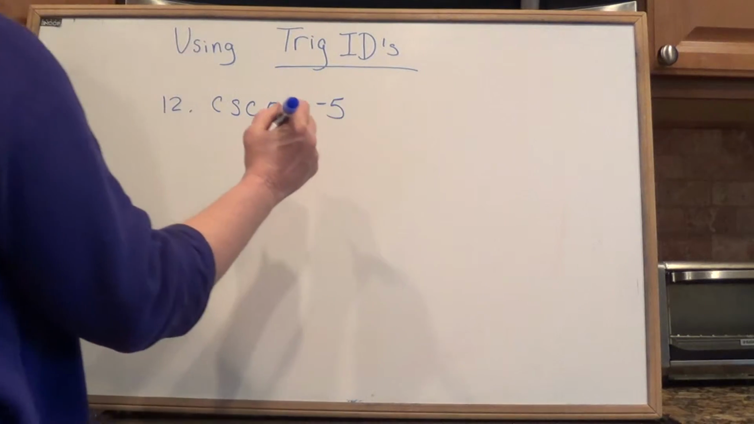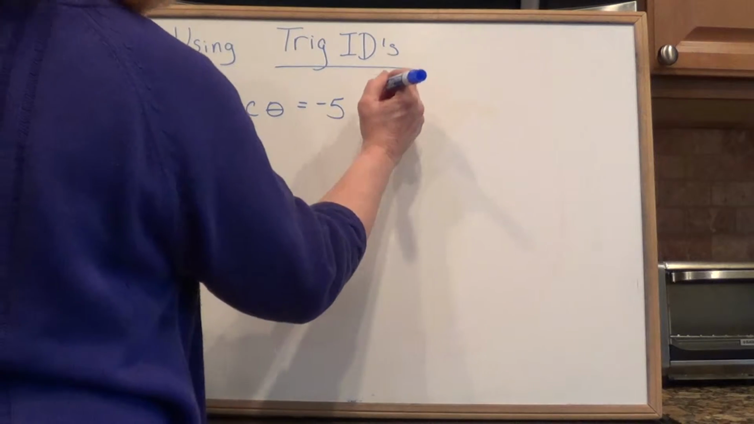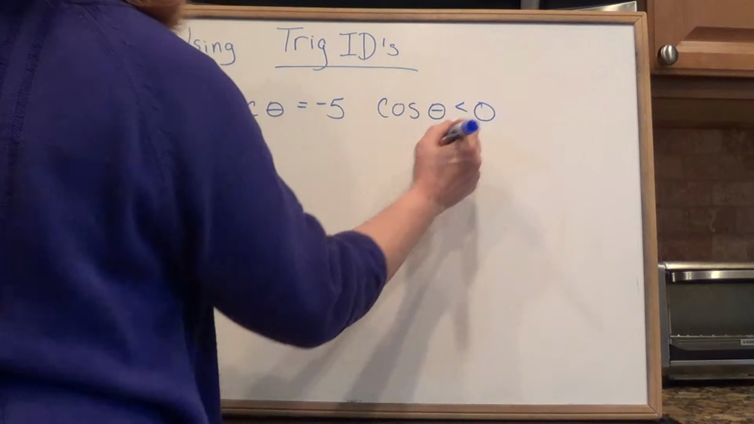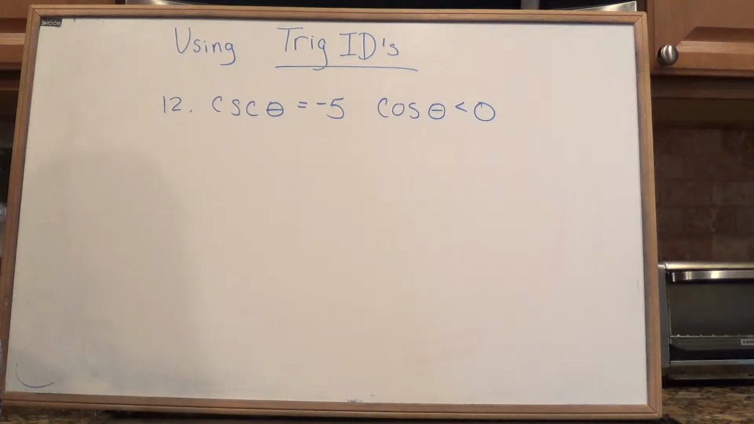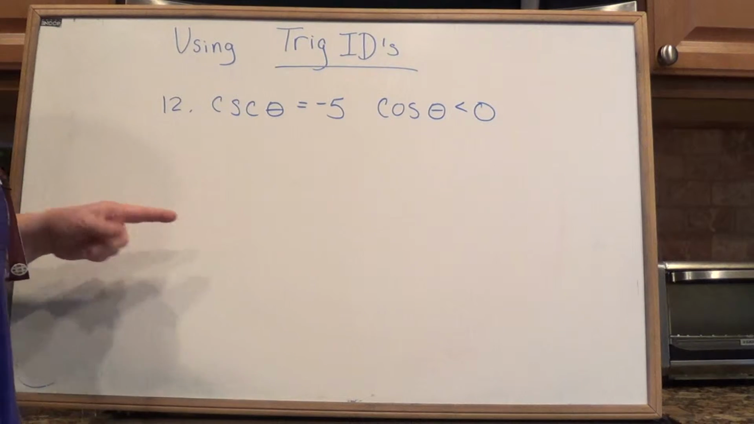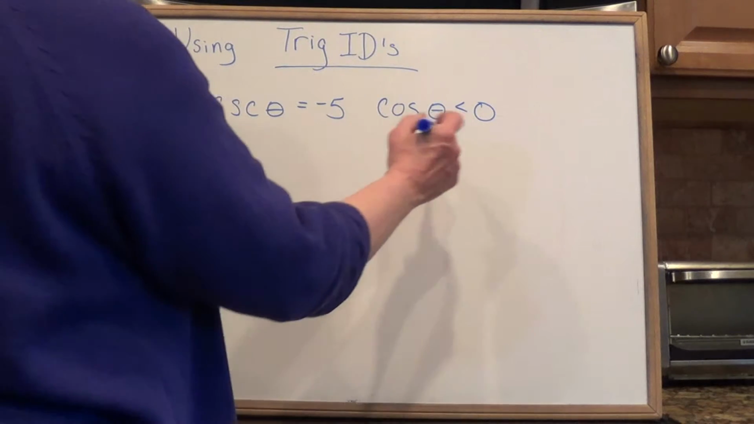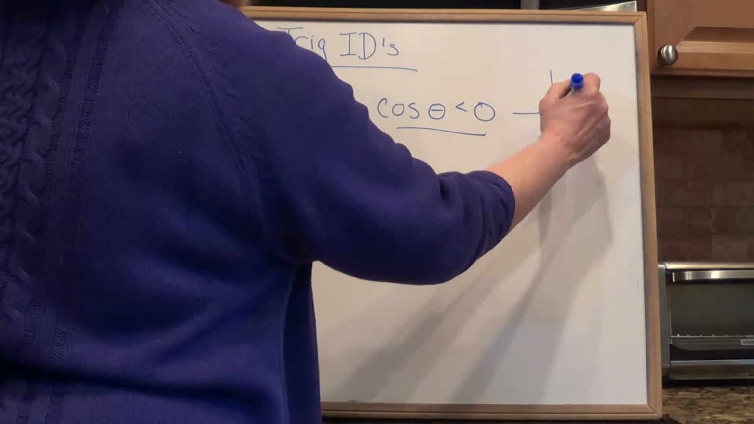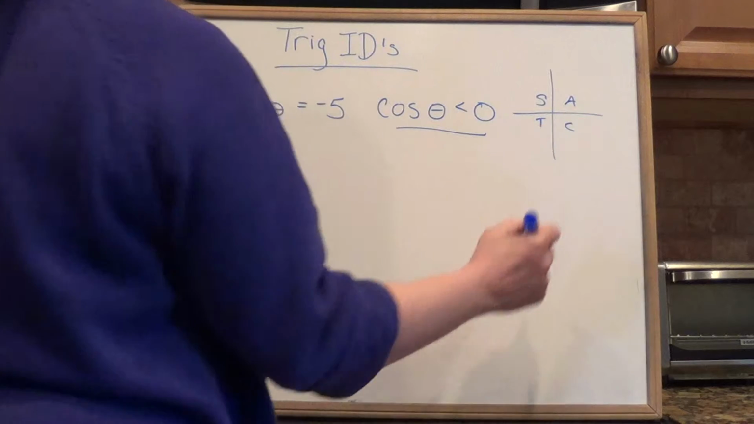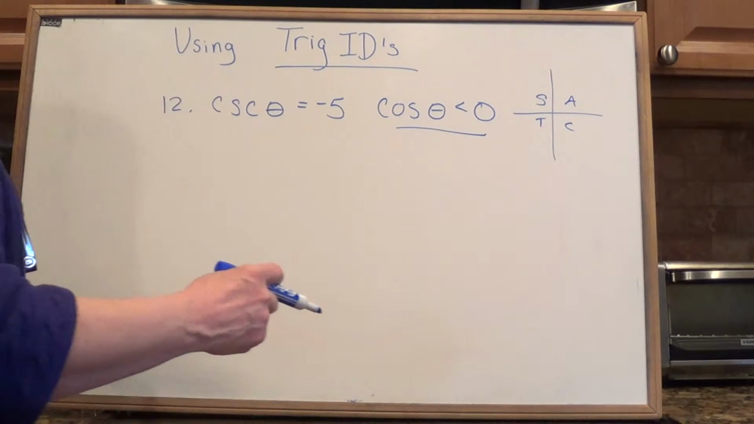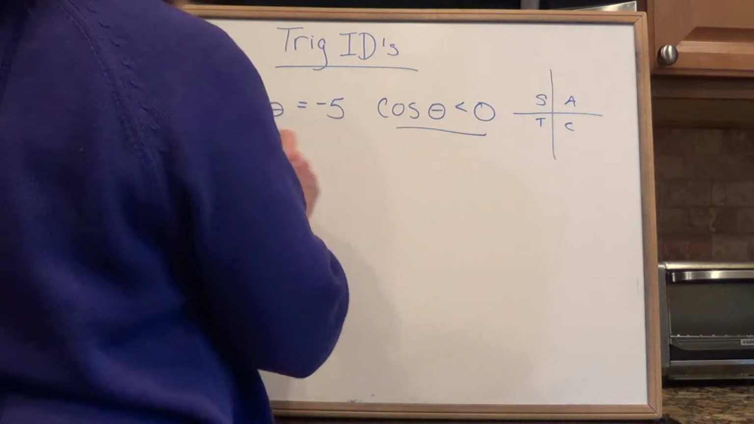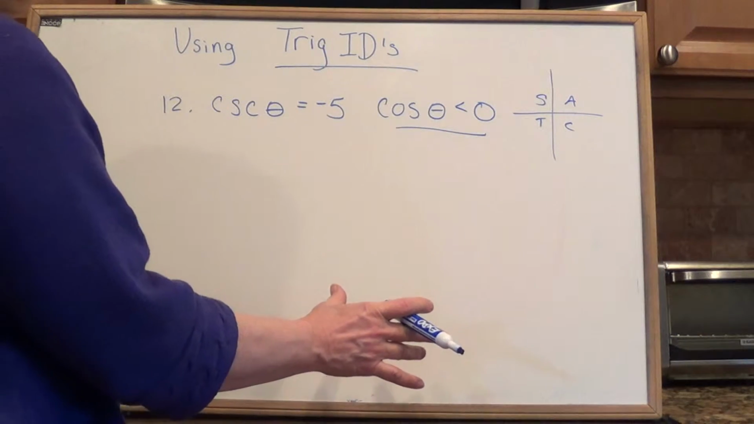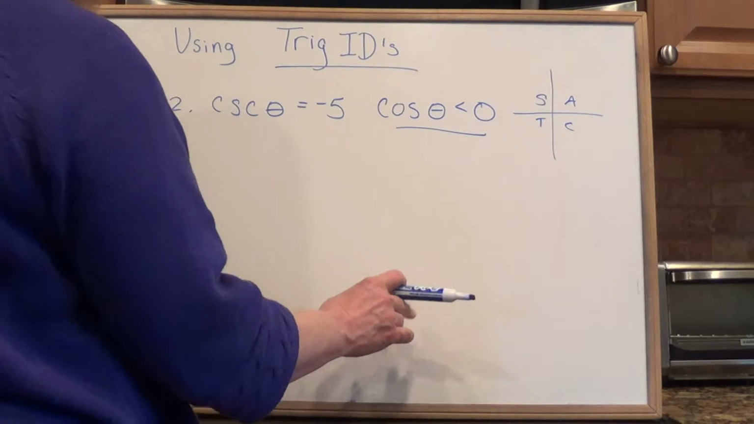See, they give you this, and they give you this. And you have to find the rest of the trig functions, not drawing the triangles, but with trig IDs. So first of all, when I see this, I immediately do All Students Take Calculus, which tells me what functions are positive and negative in the various quadrants. So this will tell me what quadrant I'm in, and that'll make sure I get the right sign, plus or minus, in my answers below.